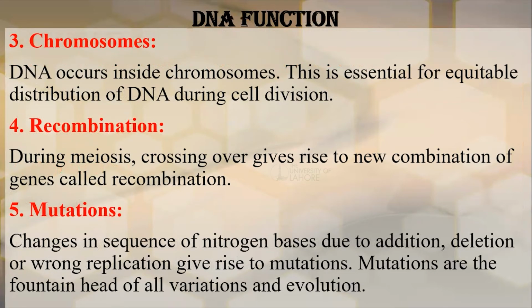This is essential for the equitable, meaning equal, distribution of DNA during cell division. Then we have recombination. Recombination means crossing over, the new combination. During meiosis, crossing over gives rise to a new combination of genes, called recombination. During meiosis, the threads exchange material. Same when we talk about some genes from the mother's side and some from the father's side. That is recombination, the joining of two different traits or genes, giving rise to a new combination.